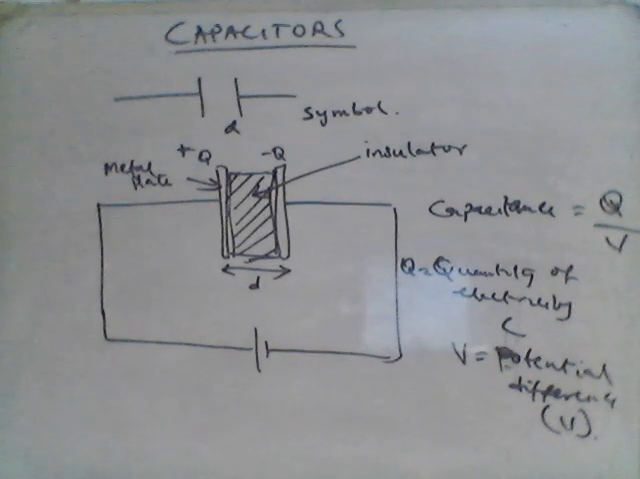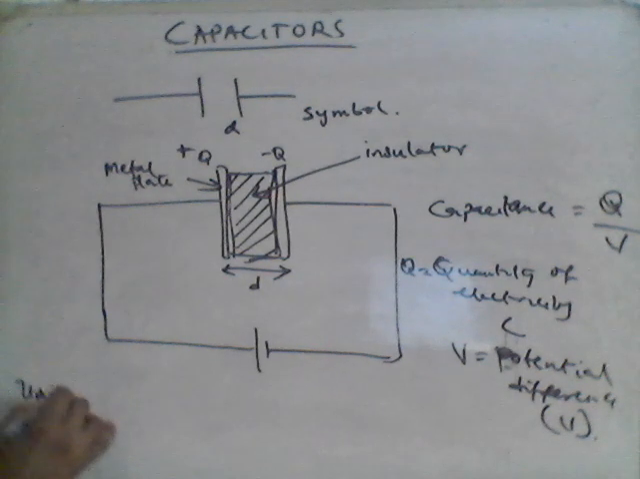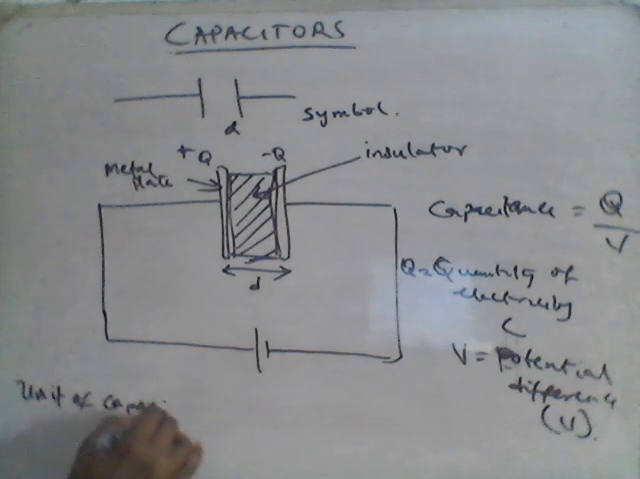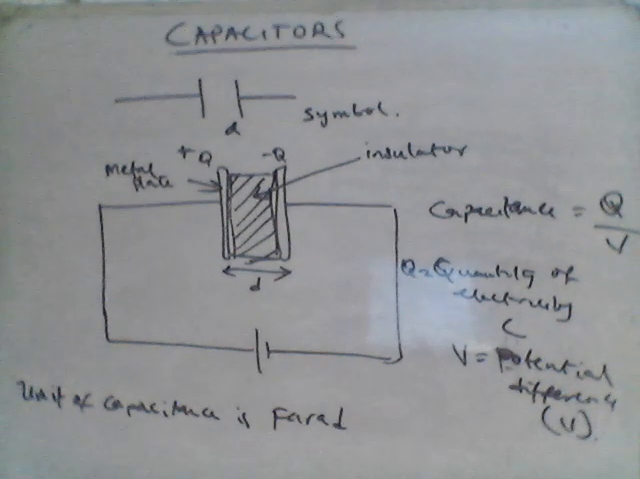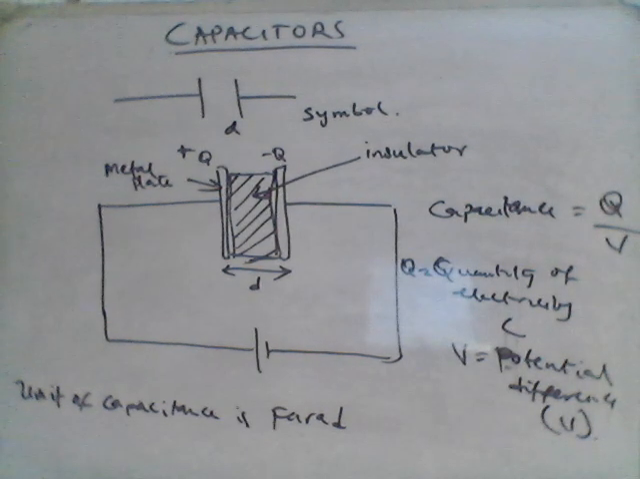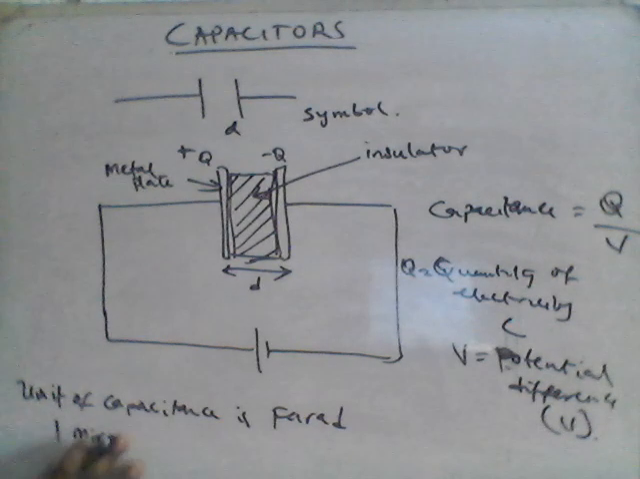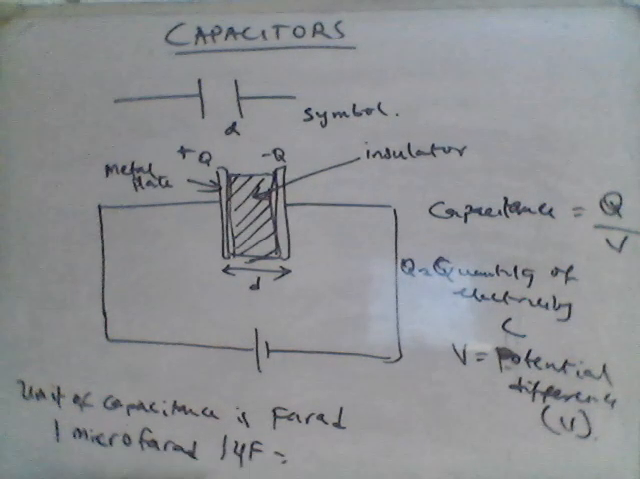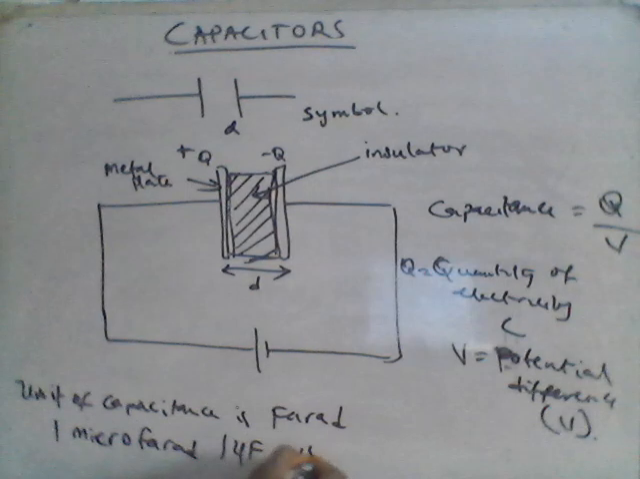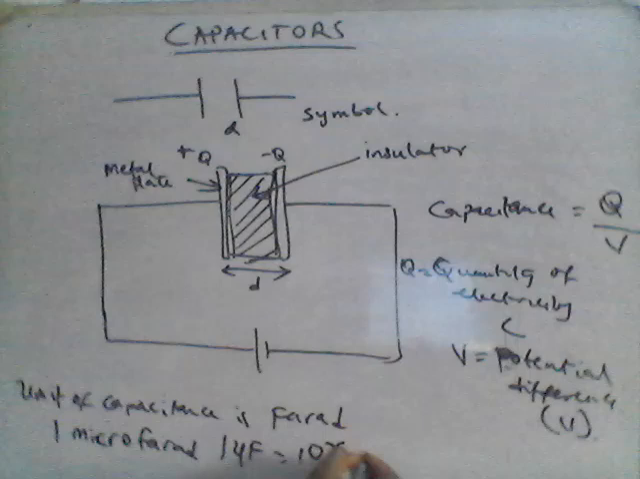So the unit of capacitance is the farad. You have other units: microfarads and picofarads. So 1 microfarad, 1 μF, is equal to 10 to the power minus 6 farad.